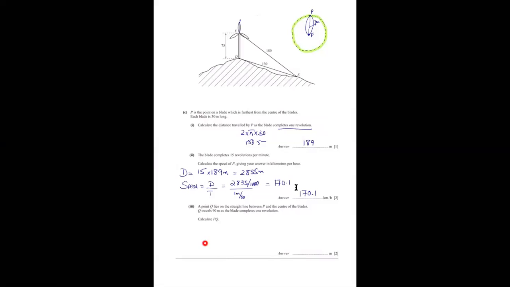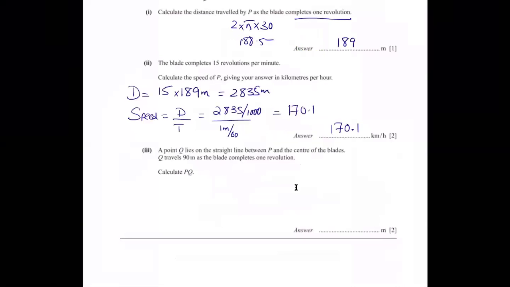So we should know where Q is lying. If the question says that the point Q is traveling 90 meter, let me draw the blade for you again. This was point P, this was point F. I don't know yet where point Q is, but let's say this is point Q and it covers this distance. This is the circumference, which is given to you as 90. You can find the radius of point Q from the center. To find the radius, we're going to divide 90 by 2 pi.